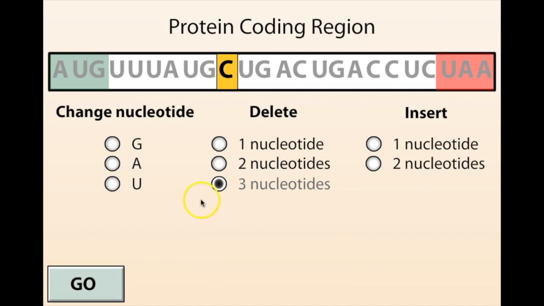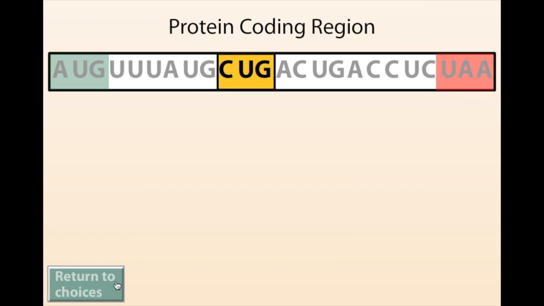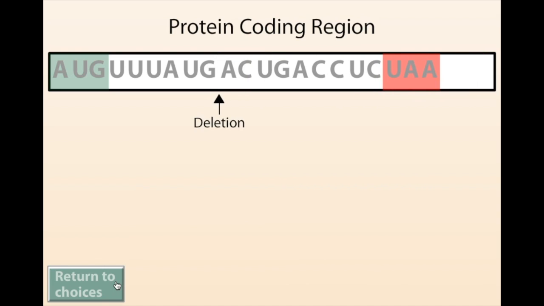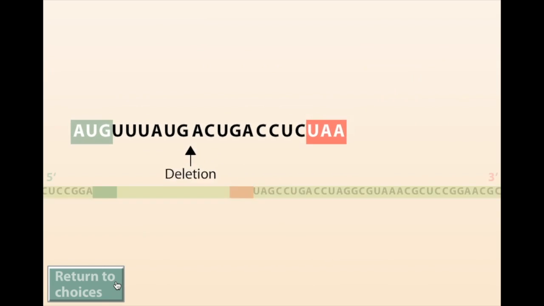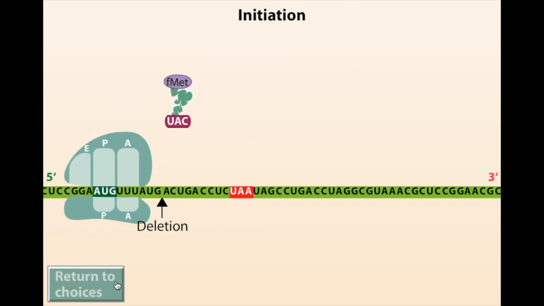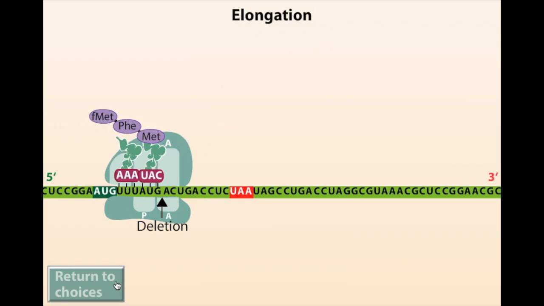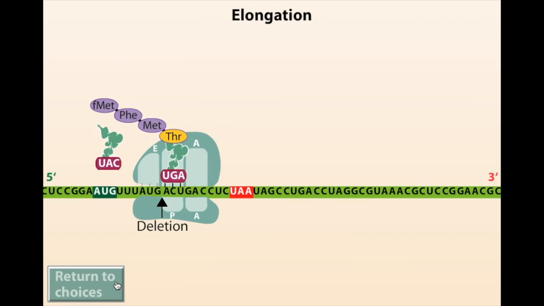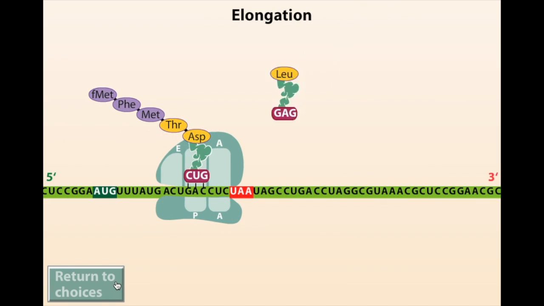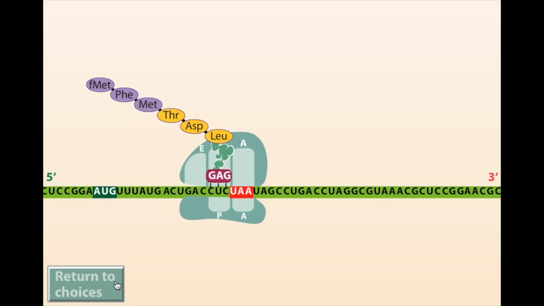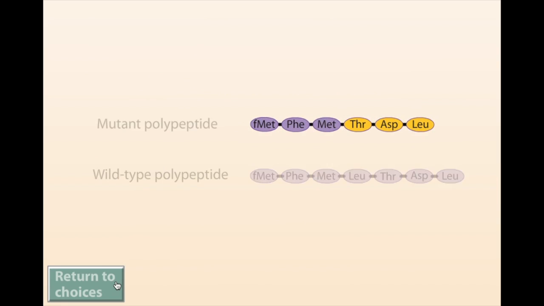Now let's just delete 3, and you'll see the consequences will be a little different. In this example, the deletion of 3 nucleotides preserves the original reading frame, but results in the deletion of one amino acid. What are some of the other possible consequences of deleting 3 nucleotides from the protein coding region? Well, if you deleted the stop codon, that would be a major problem because then translation would continue potentially.